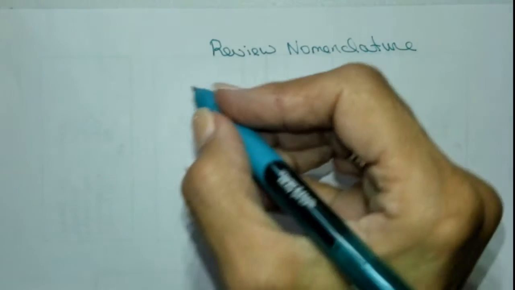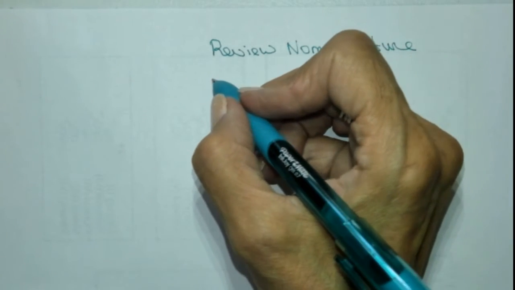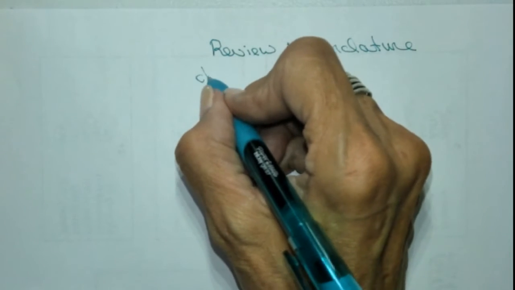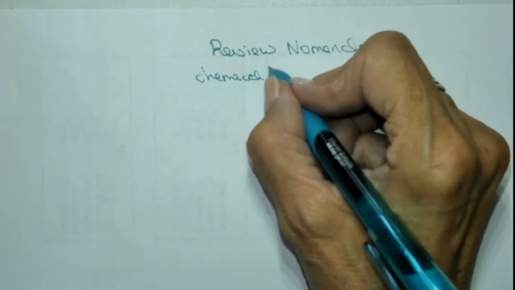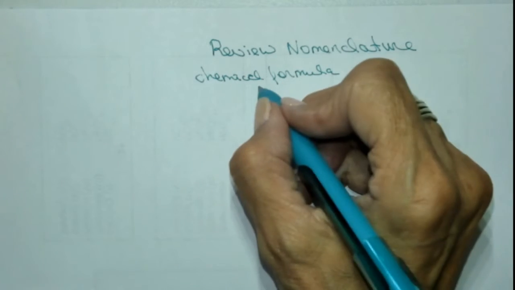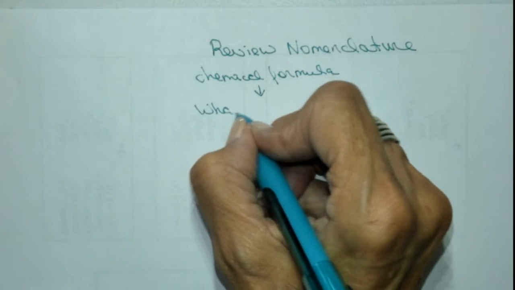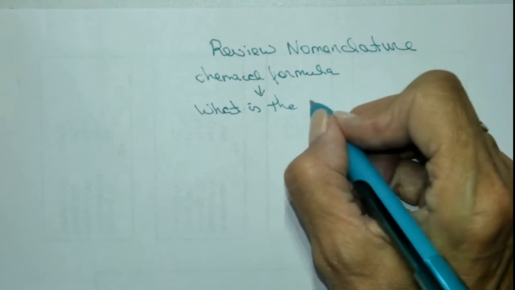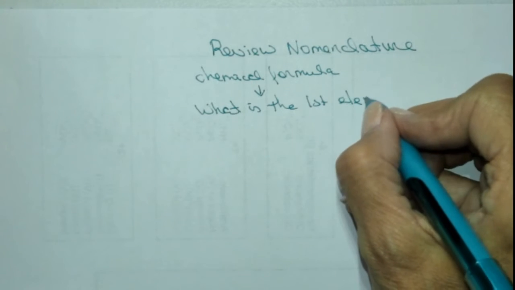I would like to review nomenclature as a whole. I would like to start out with this: if you are given a chemical formula, the first thing I want to ask is, what is the first element? This first element basically tells me what rules I use.